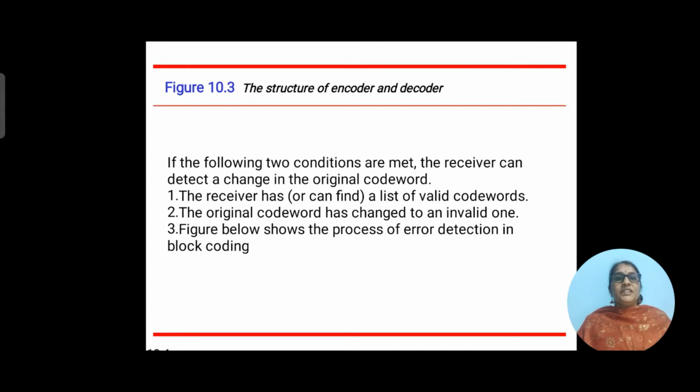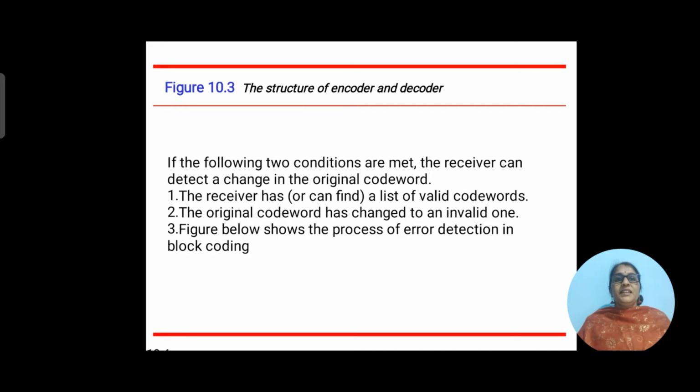The following two conditions must be met. First, the receiver can detect the change in the original code word, and the receiver has a list of valid code words. Second, the original code word has changed to an invalid one. Third, the figure below shows the process of error detection in block coding.